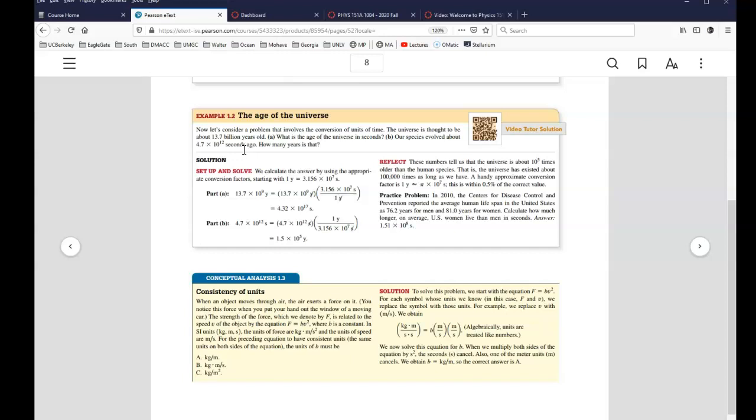So basically you want to convert billions of years into seconds. That's the first part. And the second part, you want to convert seconds into years. Kind of a simple problem, I hope. I mean, you're dealing with big numbers, but the units are pretty simple, I hope. Okay, so how do we do it?